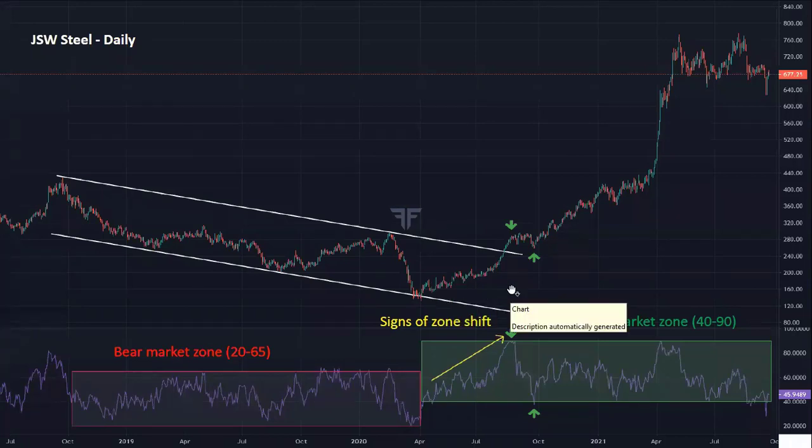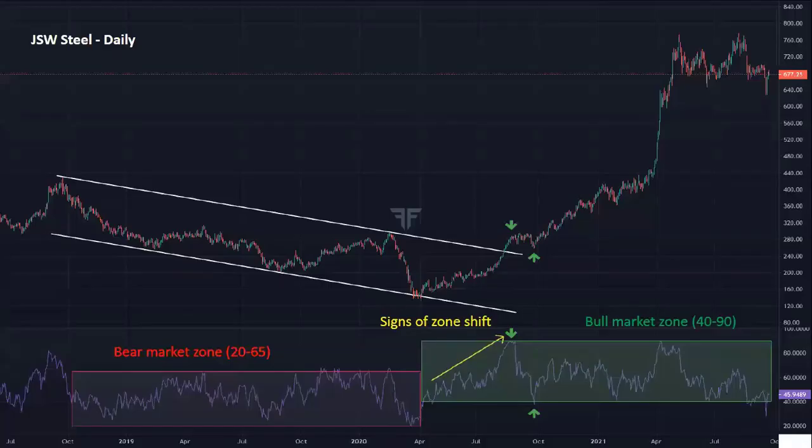But this RSI zone shift is a very significant pattern, and it is something that not everyone who uses RSI is aware of. But if you learn how to use RSI zone shifts, you could offer yourself a significant edge when trading for the long term.